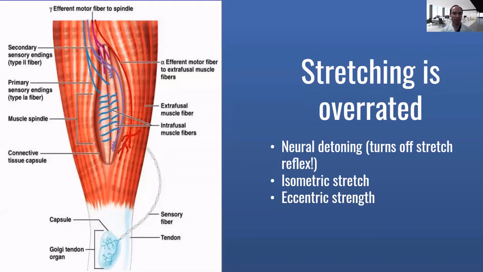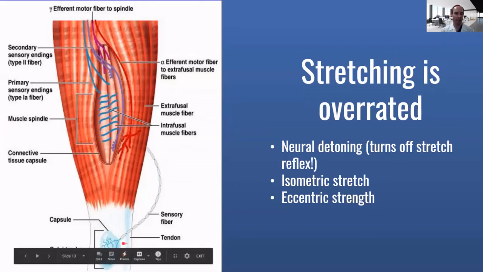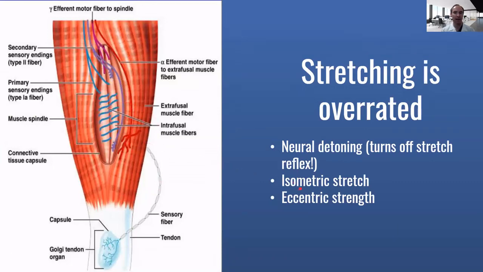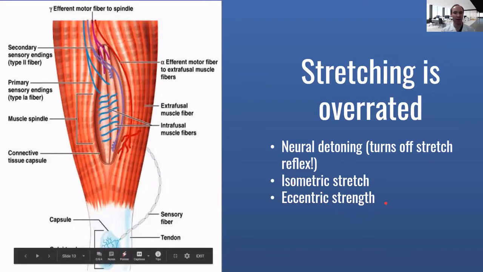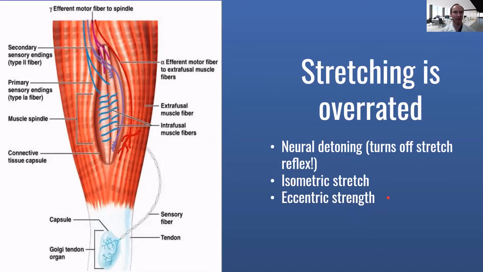And so sometimes what works well and what helps is something called neural detoning. And in the other lecture, Dr. Feldman talks a lot more about that, but it turns off that stretch reflex. When you stretch it, it tightens. So by doing neural detoning, this area right at the insertion, you can rub it lightly, and that can cause everything to relax. You can also do an isometric stretch or an eccentric stretch. So eccentric would mean going against the grain of how the muscle fires.